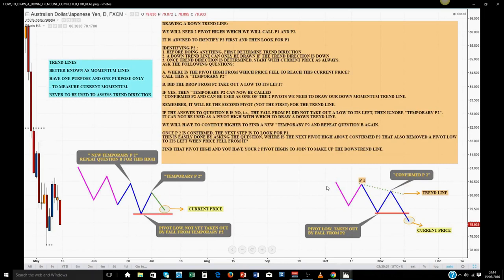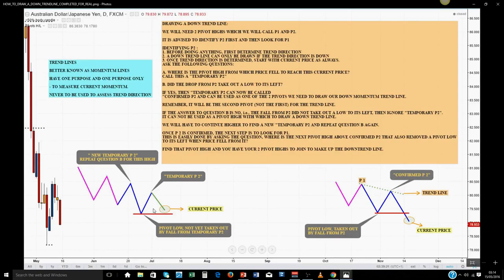Okay? Now, once we identify that, the first question to ask is, when price was at temporary P2 and it fell, did that fall take out a low that is down and to the left of temporary P2? As you will see on the annotation, I'm speaking of this low. When price was at temporary P2 and fell, did the fall in price take out a low that was down and to the left of temporary P2?